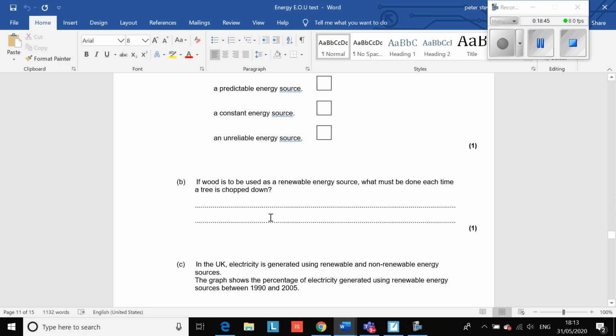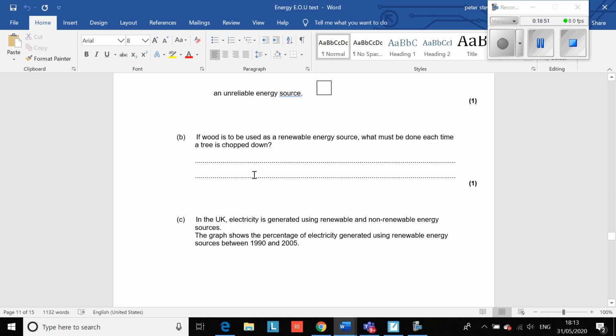If wood is to be used as a renewable energy source, what must be done each time a tree is chopped down? Okay, so if it's renewable, what must you need to do? So you've got to plant a new tree for every one you chop down, or words to that effect.